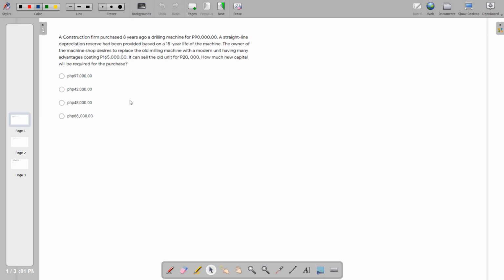So, moving on to another problem, we have a construction firm purchased 8 years ago a drilling machine for 90,000 pesos. A straight line depreciation reserve had been provided based on a 15-year life of the machine. The owner of the machine shop desires to replace the old milling machine with a modern unit having many advantages, costing 165,000 pesos. It can sell the old unit for 20,000 pesos. How much new capital will be required for the purchase? So, dito ang ating original cost is 90,000 pesos.